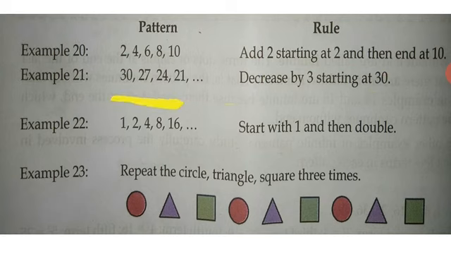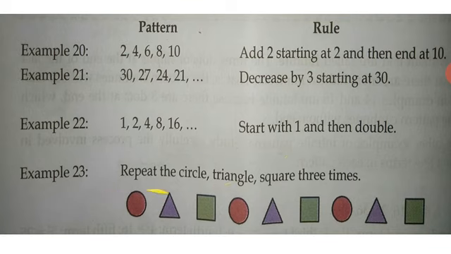Next is 30, 27, 24. Simply, this decreases by 3, starting at 30, because you start from 30 and it is decreasing by 3. Next, 1, 2, 4, 8, 16. So start with 1 and multiply. Start with 1 and double, or multiply it by 2.